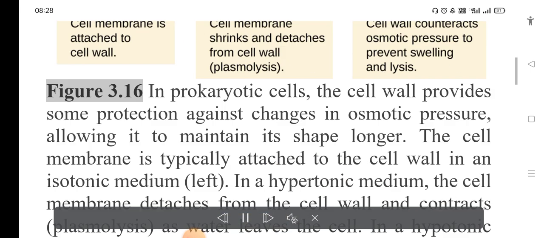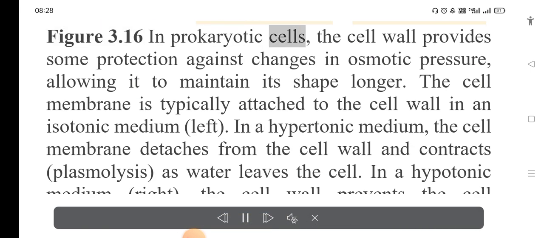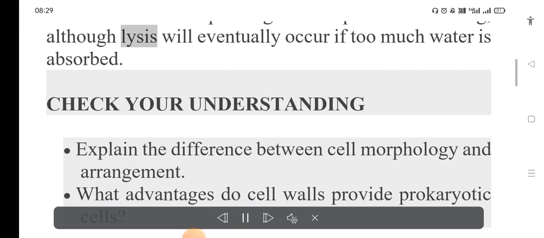Figure 3.16: In prokaryotic cells, the cell wall provides some protection against changes in osmotic pressure, allowing it to maintain its shape longer. The cell membrane is typically attached to the cell wall in an isotonic medium (left). In a hypertonic medium, the cell membrane detaches from the cell wall and contracts (plasmolysis) as water leaves the cell. In a hypotonic medium (right), the cell wall prevents the cell membrane from expanding to the point of bursting, although lysis will eventually occur if too much water is absorbed.